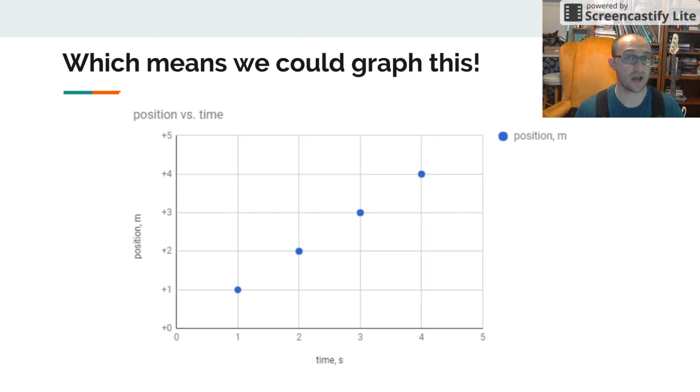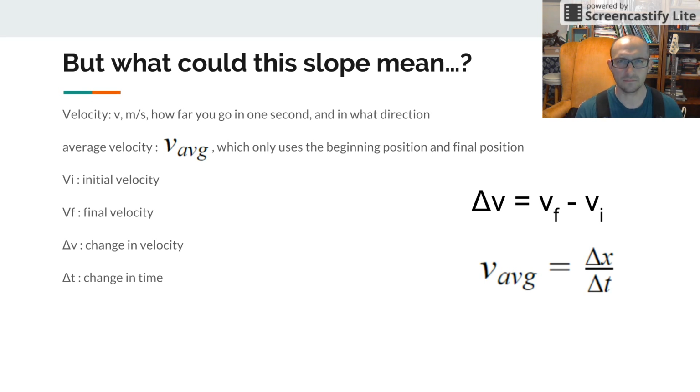Which means that I have position and time, so I can graph this data. Bam, here's my graph. At second 1, I'm at positive 1 meter, and at second 2, I'm at positive 2 meters, and so on. Now, with a graph, I can slap a best fit line on it and find the slope of that best fit line, which in this case is positive 1 meters per second. But what does that slope mean? It's something called the velocity, represented by v, measured in meters per second, and it tells you how far you went in 1 second, in other words, how fast you're going, and what direction. So it's like speed, but it is not the same thing as speed.